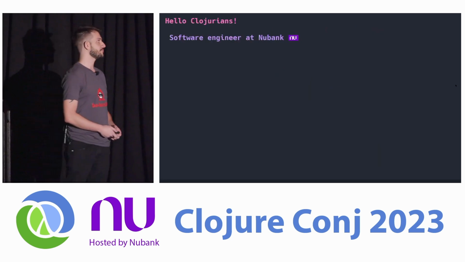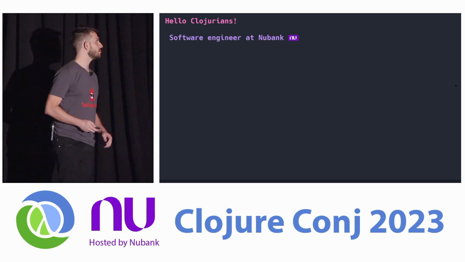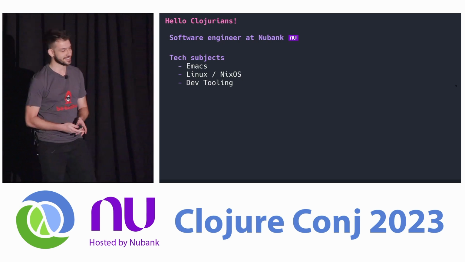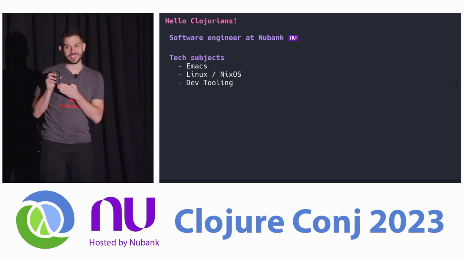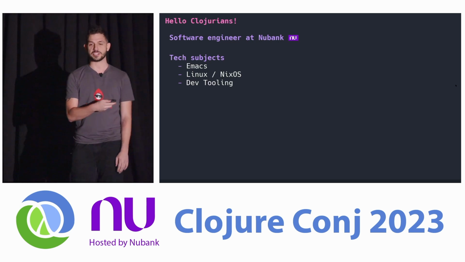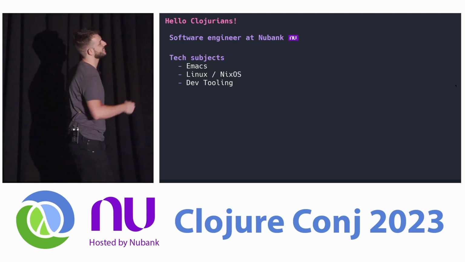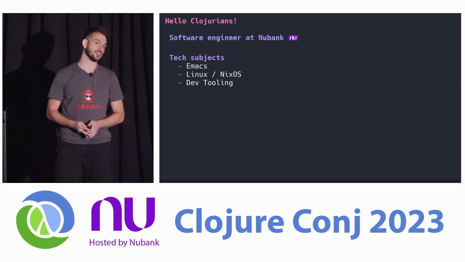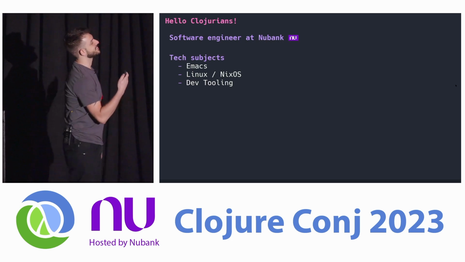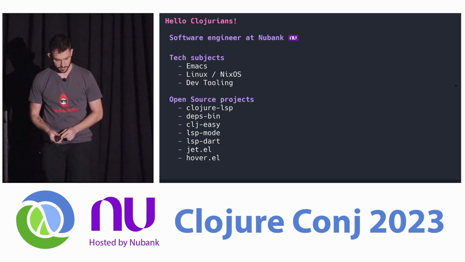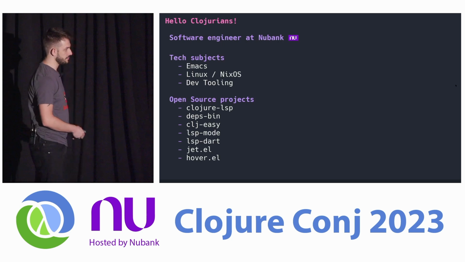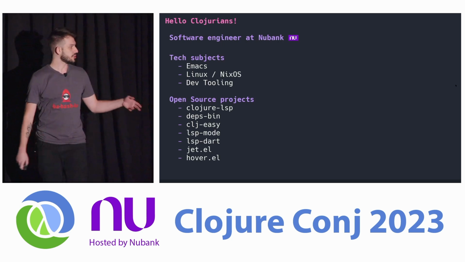I'm a software engineer at Nubank, from Brazil, São Paulo. Those are some tech subjects I really like. I love Emacs. As you can see, I'm giving the presentation in Emacs. Don't judge me. I even managed to make the controller work with Emacs. That's awesome. I hope everything goes well. I really like Linux, especially NixOS, which is a functional operating system. And I love dev tooling. Most of the projects I work on are related to dev tooling because it's the most important thing at a company, the dev happiness, yeah? Those are some open source projects I'm working on: Clojure-lsp, obviously, deps-bin, CLJ Easy, and a lot of other Emacs projects for Clojure and Flutter and things like that.